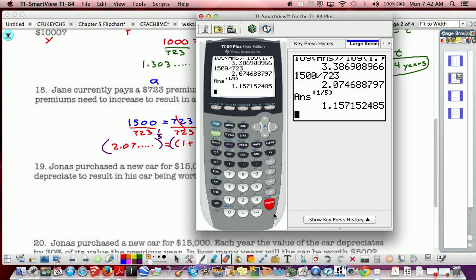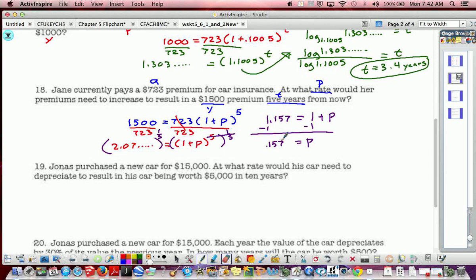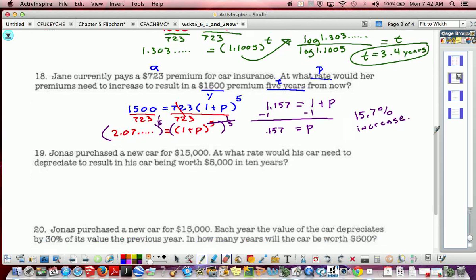So when I do, I get 1.157. So 1.157 equals, so how these cross out, I'm left with 1 plus P. So when I subtract the 1, P is equal to 0.157, or this is a 15.7% increase. That's a big increase year after year.